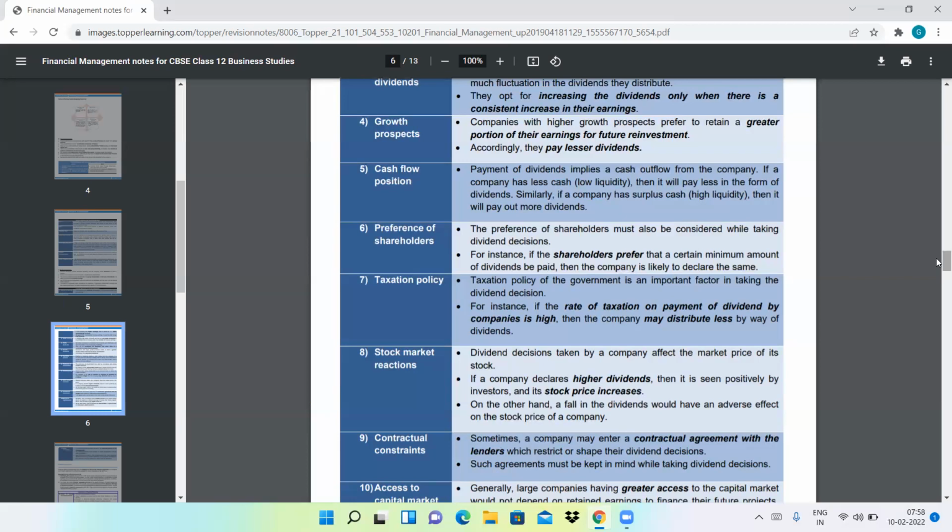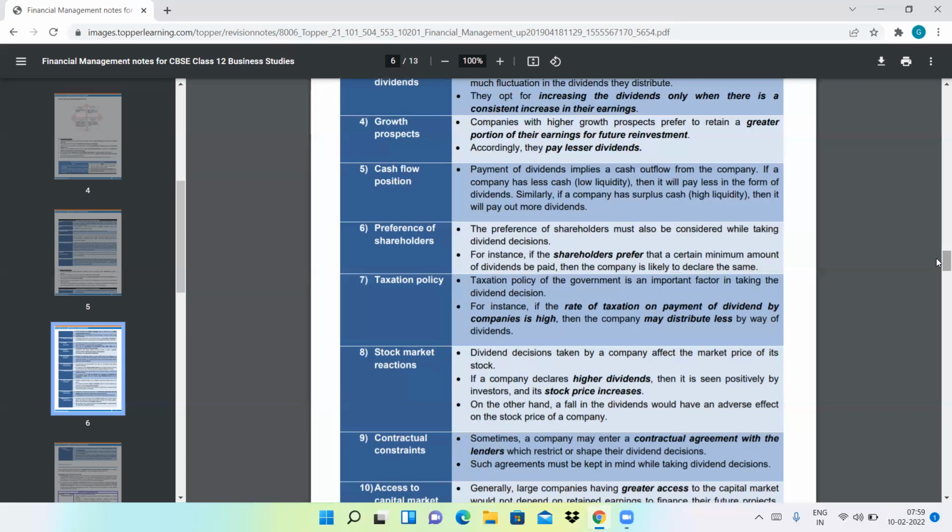Then the cash flow position is there. If the cash flow position of the company is good, meaning cash inflow is better than cash outflow, then we can easily distribute dividend amongst the shareholders. But if the cash flow position is not good, meaning cash outflow is more than cash inflow, then we should prefer not to distribute dividend and maintain that profit in the business so that we can improve the cash flow position of the business for the betterment of the organization.